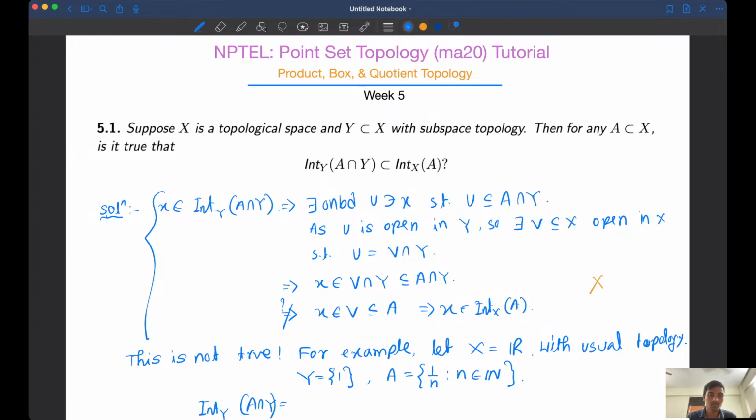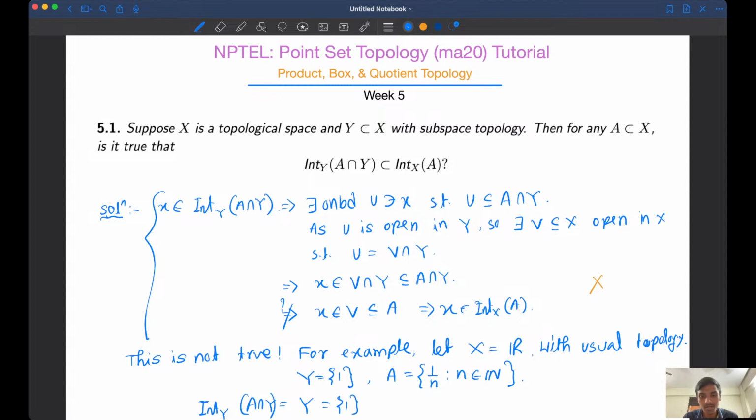if I calculate, then I will again get back this Y itself, right? Because A intersection Y is Y, because the set Y is already open in itself. So this is Y, and that means this is 1.